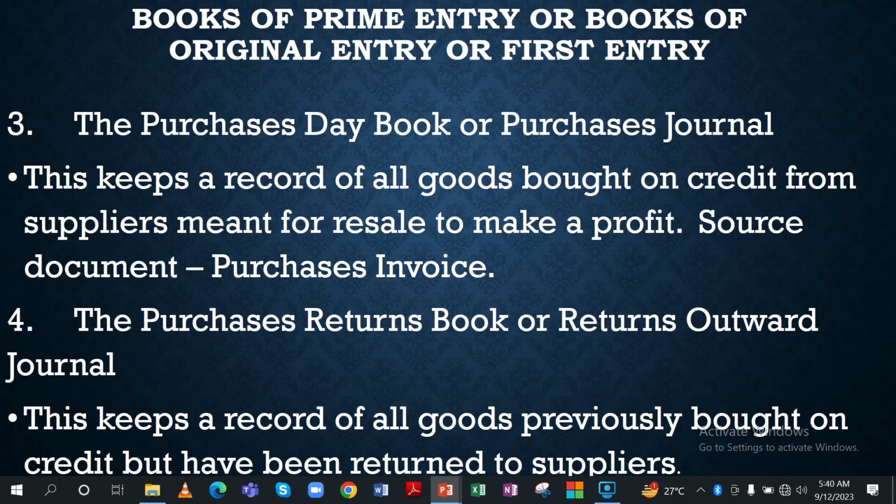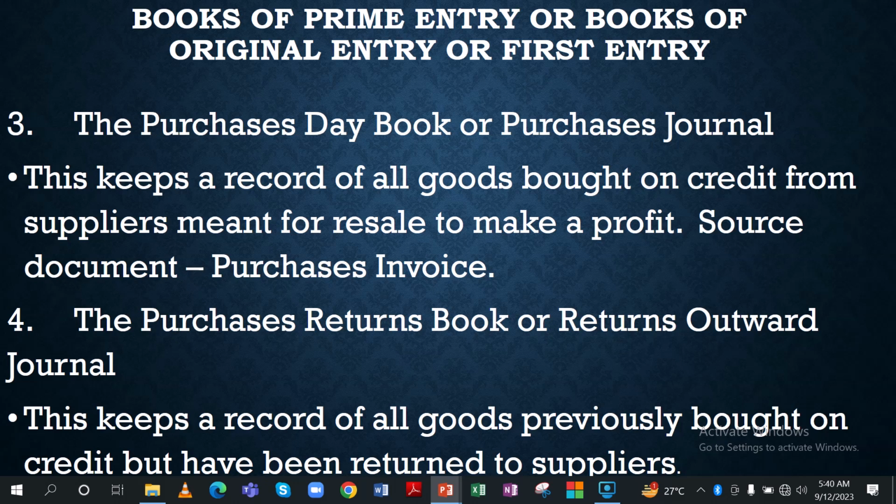Number 3, we have the purchases day book or purchases journal. This keeps a record of all goods bought on credit from suppliers meant for resale to make a profit. As we have seen, the source document is a purchases invoice.